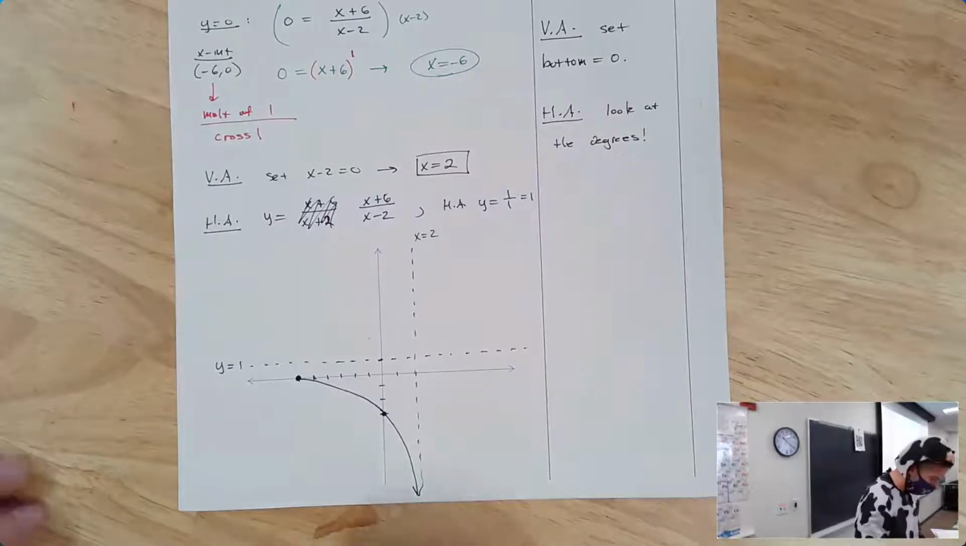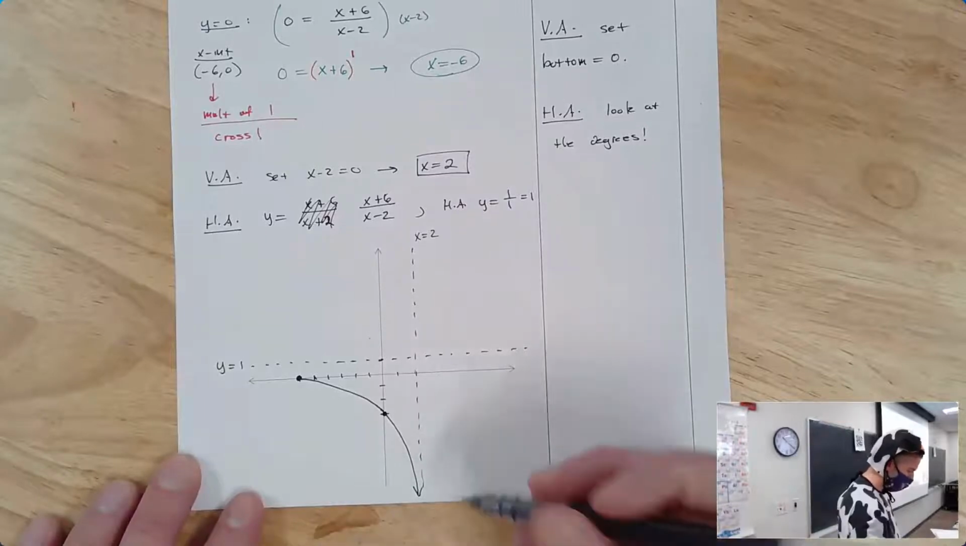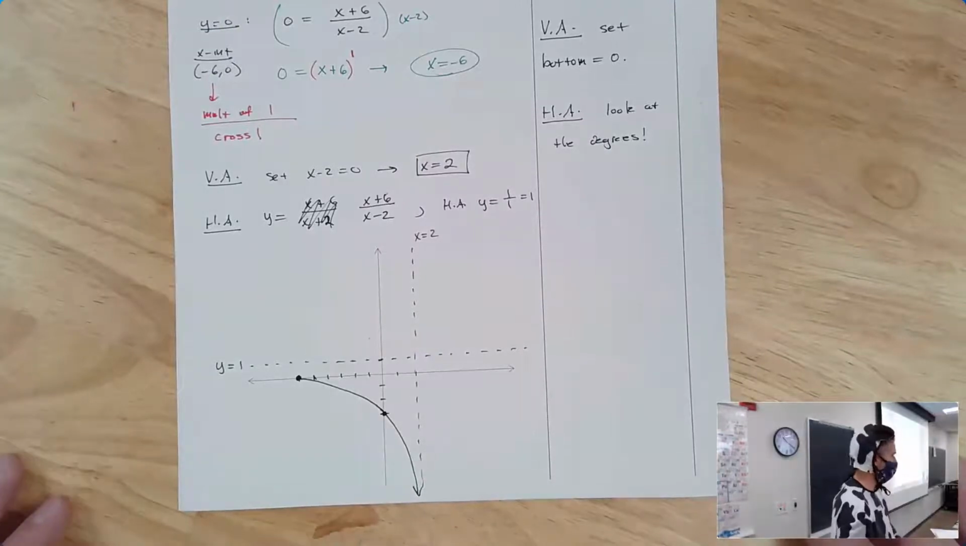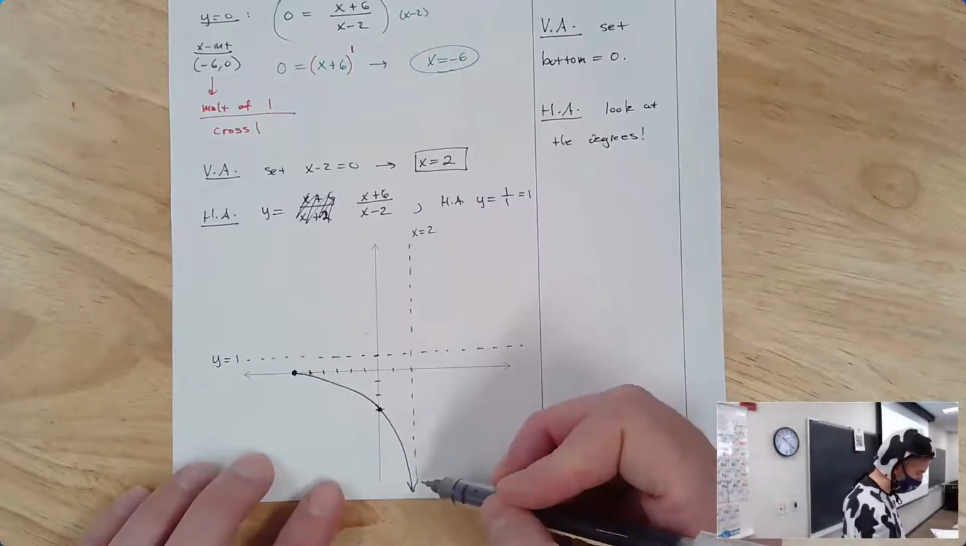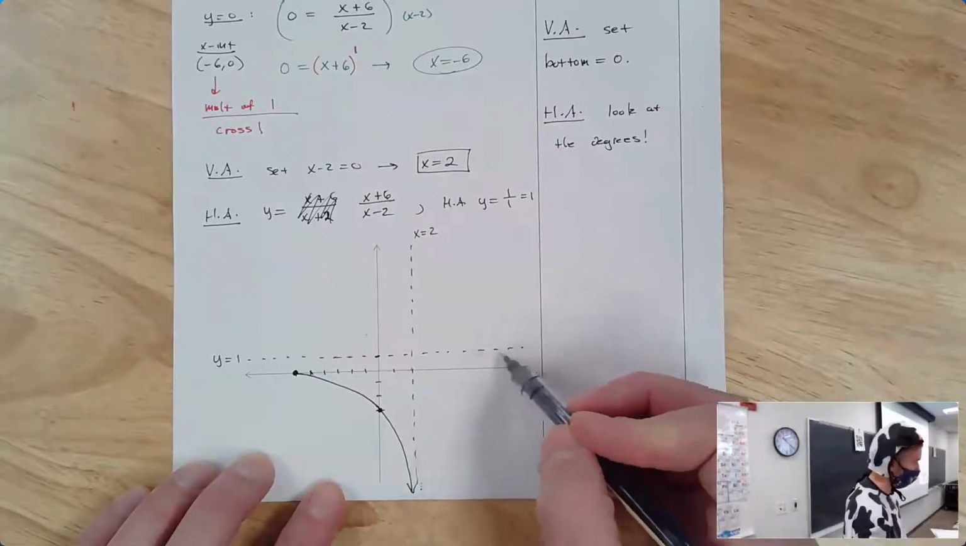Okay. And then on the other side of this vertical asymptote, am I down here or am I up here? Well, there's a couple ways to decide this. You could logic it out and say, well, I can't be down here because then I would have to go up this way and cross the x-axis so I could get close to the horizontal asymptote.